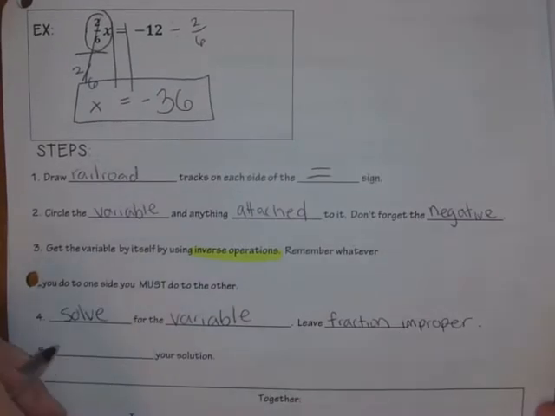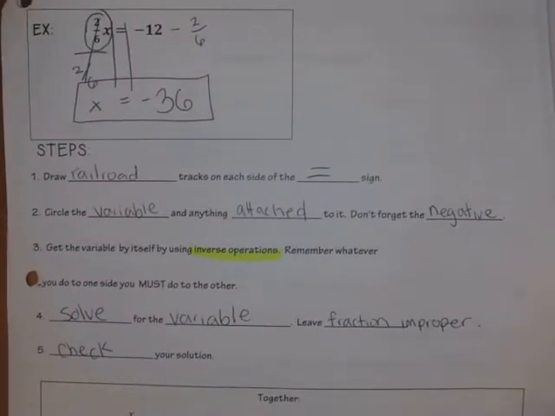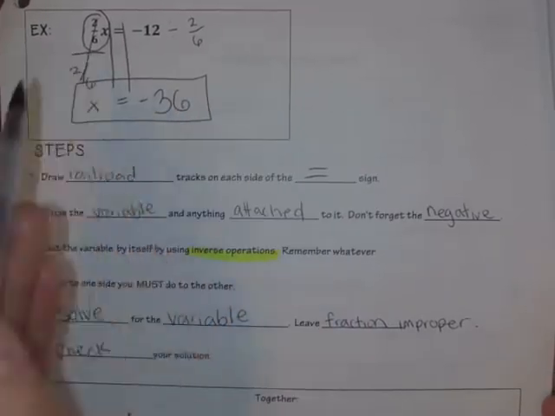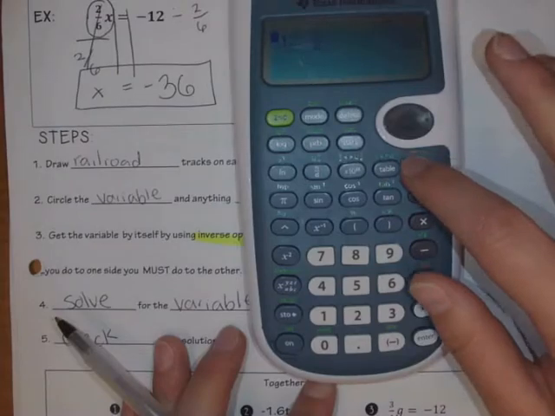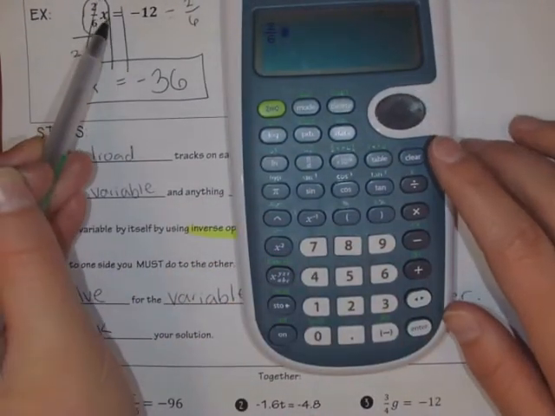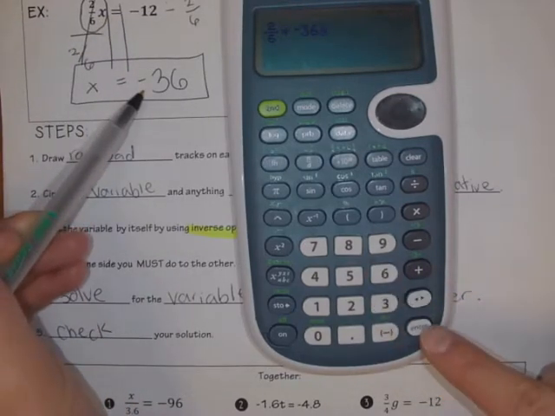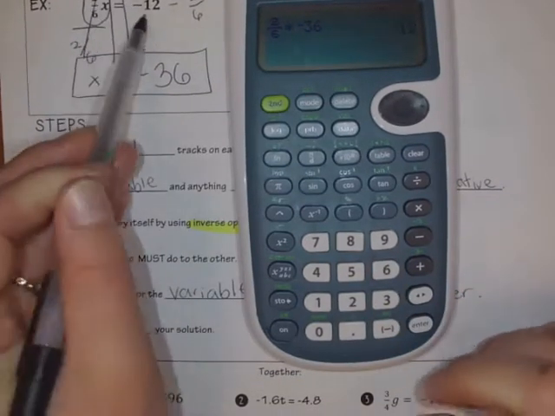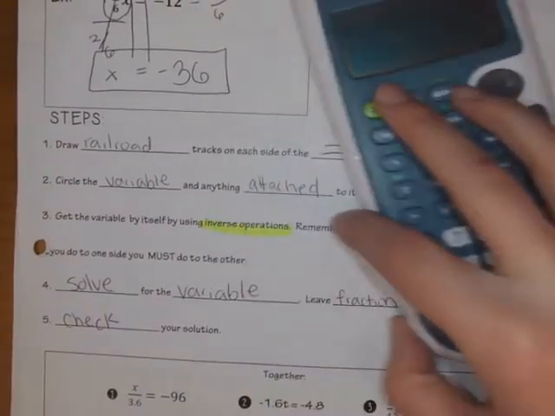And then number 5 is to check your solution. It's important that you just know how to check, and you just check by plugging x in for x. So you have 2/6 times x, but x is -36. -12. Perfect. Okay.